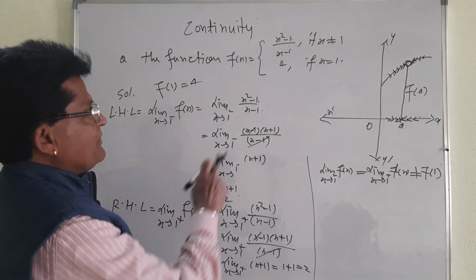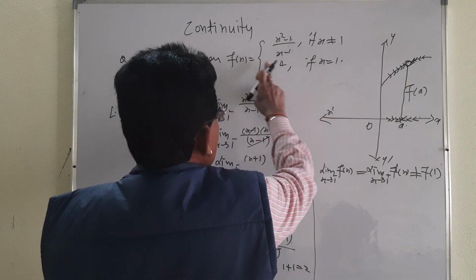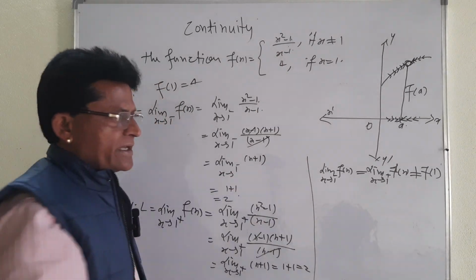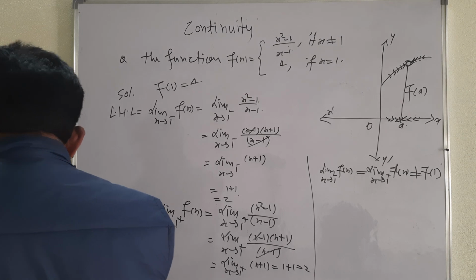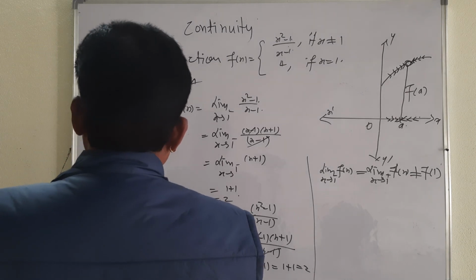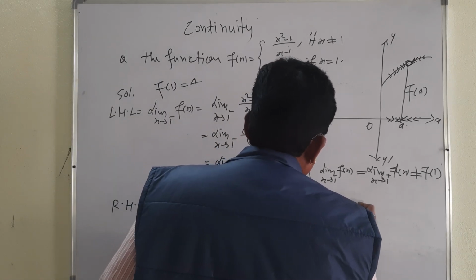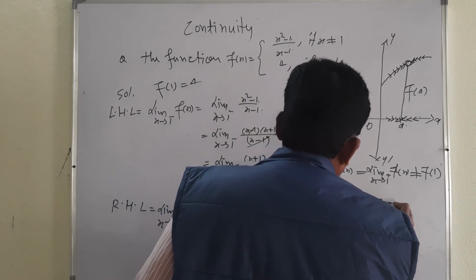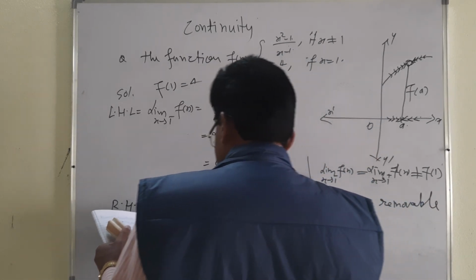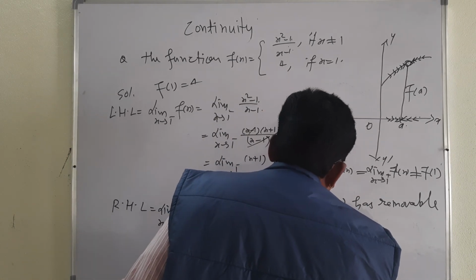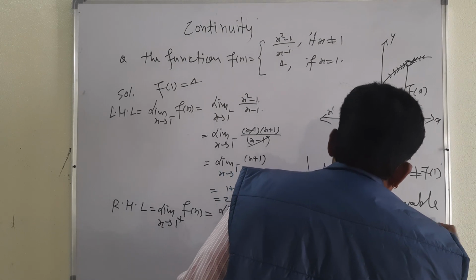How you can remove? If in place of 4 you write 2, if x is equal to 1, the function will be equal to 2, then the function will be continuous. Okay, let me take it. Removable function. Here you can write: the function f(x) has removable discontinuity at x is equal to 1.